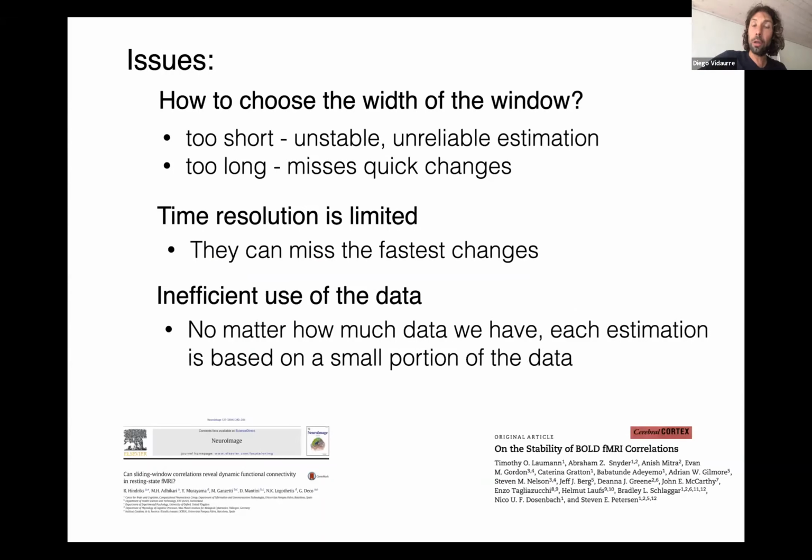So how do you choose the width of the window? Because if you choose it too short, the estimation is going to be unstable, and if you choose it too long, you're going to miss quick changes, which maybe is what you're interested in. And as a consequence of this window size, time resolution is limited. So whatever size of window you choose, you might miss the faster changes. And of course, it makes an inefficient use of data because you just look at one window at a time. So you don't look at the whole data set, you just look at one thing. So can we do better?